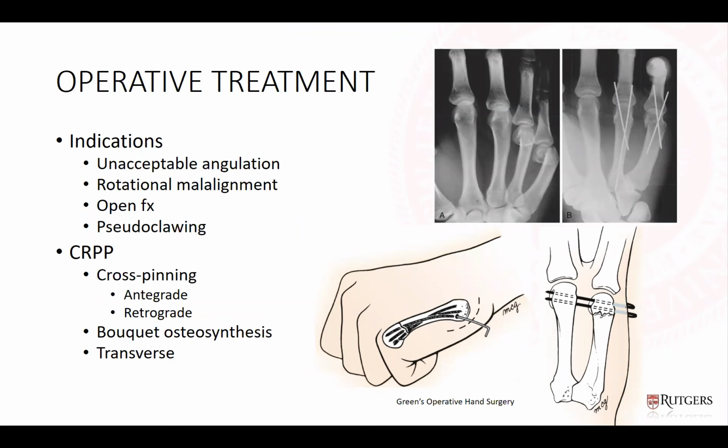So we talked about non-op treatment of these fractures. How about operative treatment? Indications are unacceptable angulation, which obviously depends on the scenario, any rotational malalignment, open fracture, or pseudo-clawing of the hand. One of the most common techniques is closed reduction and percutaneous pinning. There's a number of different pinning techniques. You can cross pin, which is shown on the top right, either antegrade or retrograde. The bottom left image shows something called bouquet osteosynthesis, where you put wires up antegrade through the base of the metacarpal, and transverse pinning, where you pin across to an adjacent metacarpal.